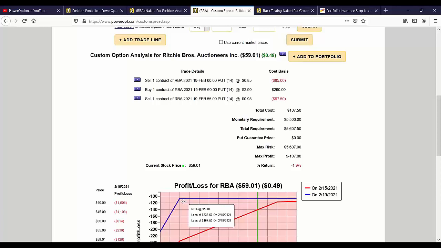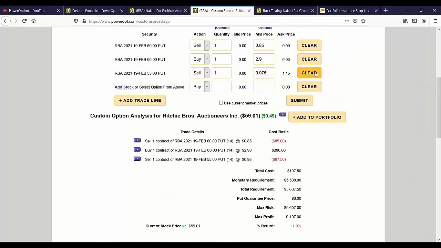But if your sentiment has changed for whatever happened that brought this down from, say, 64 when you opened the 60 strike put, now down to 59, if your sentiment has changed on the stock, I'd get out of the naked put for just the loss rather than try to roll it down. Okay, but let's look at March.